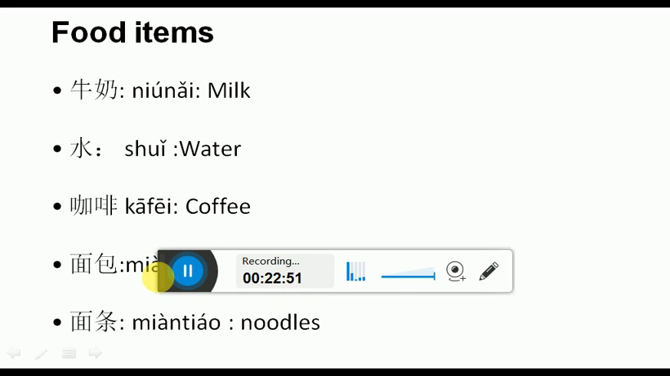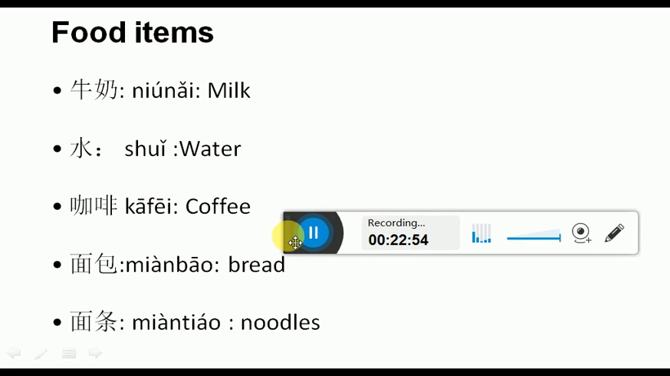Let's learn some food items. Niu nai, used for milk. Wo xiang he niu nai. Wo de haizi xiang he niu nai. Shui. Wo he le san bei shui. I drank three glasses of water.